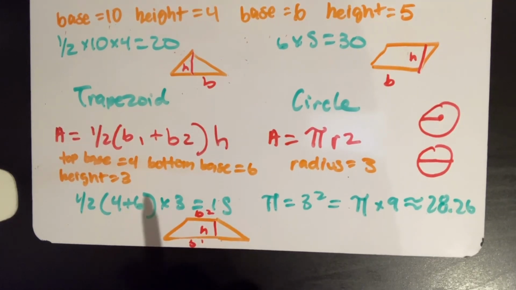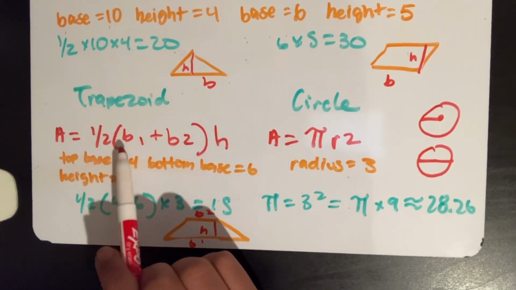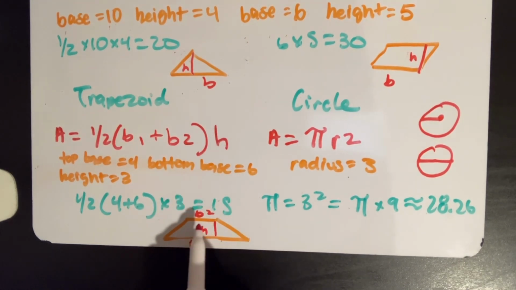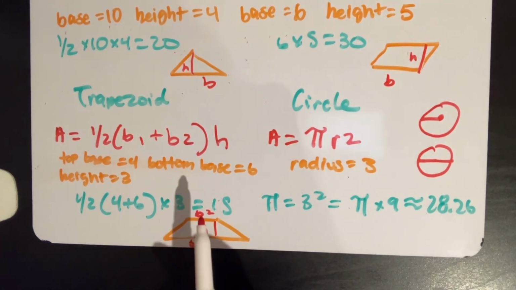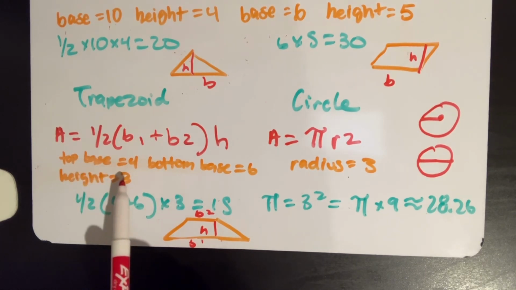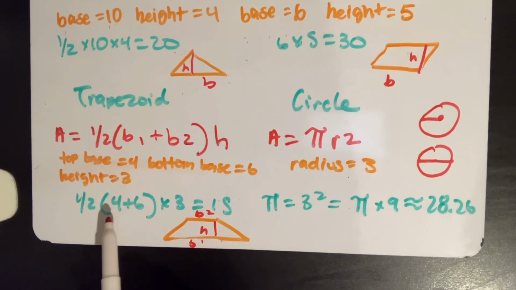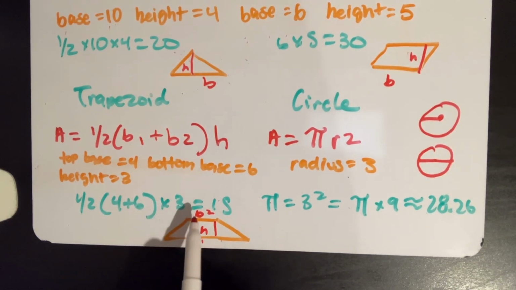For a trapezoid, the area is 1/2 times base 1 plus base 2, times height. Base 2 is the top line of the trapezoid, and base 1 is at the bottom, and the height is from the bottom to the top. So if we plug in the top base being 4 and the bottom being 6 and the height being 3, we can add 1/2 times 4 plus 6, times 3 to get 15.